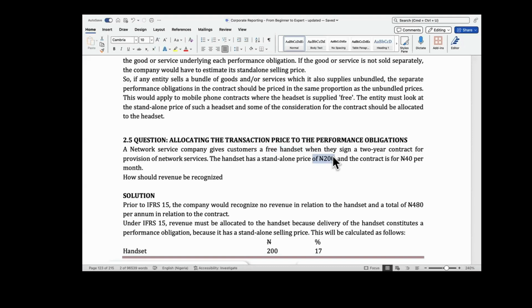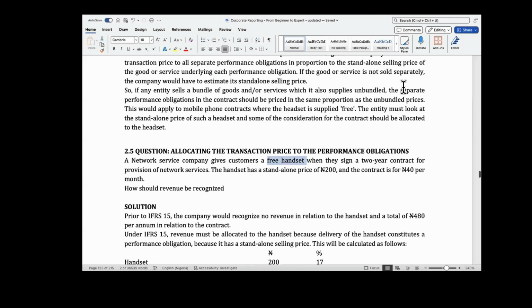So what we do is that, you see, this 40 naira per month, we have to allocate it between the network service and the handsets. We need to allocate it. And then how do we allocate it? It says we allocate it in proportion to the standalone selling prices of the goods or services. So how do we do that?